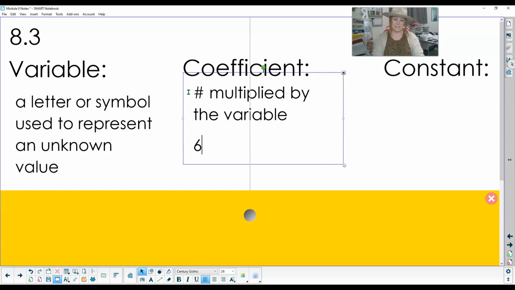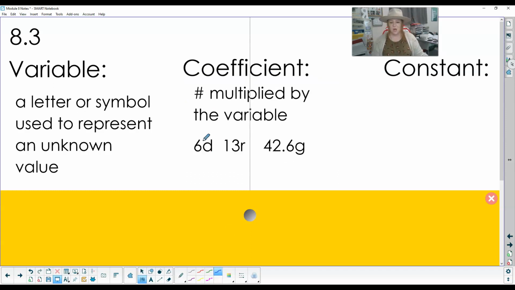That's right, 6D. I could have 13R. I could have 42.6G's. The coefficient is 6. The variable would be D. That's right, maybe there's dogs in this group. I've got 13 as my coefficient. The variable is R. So maybe that's how many minutes you read every day.